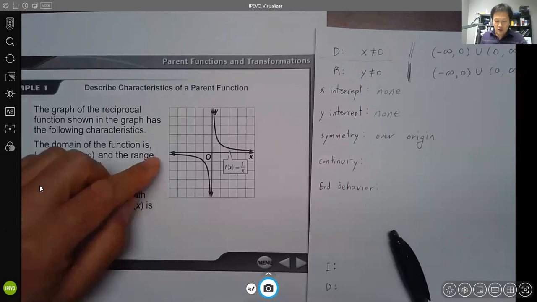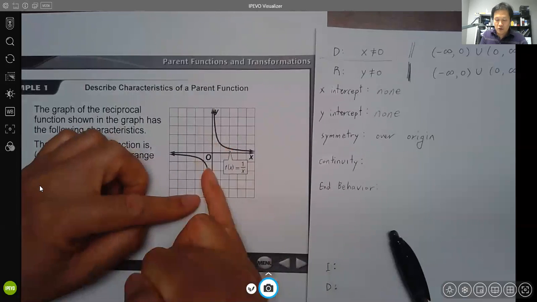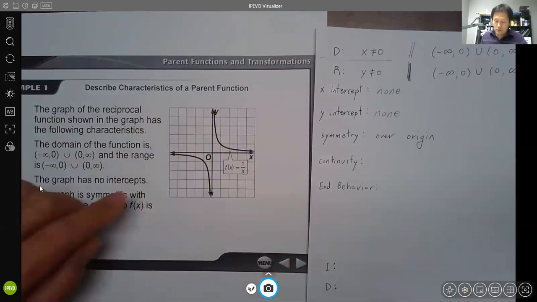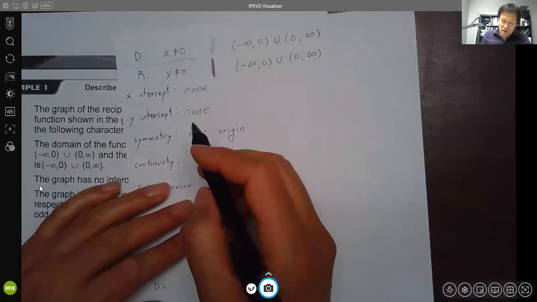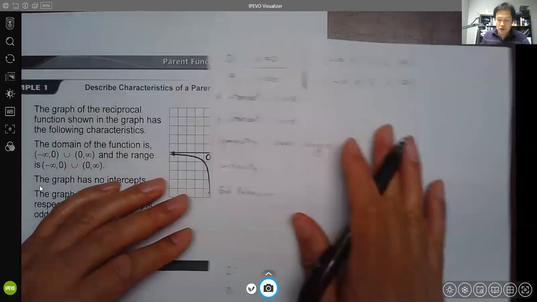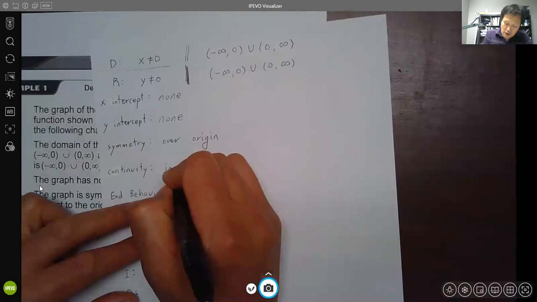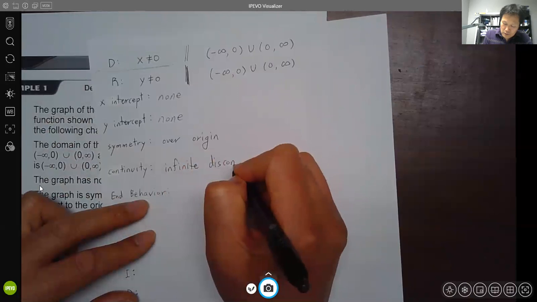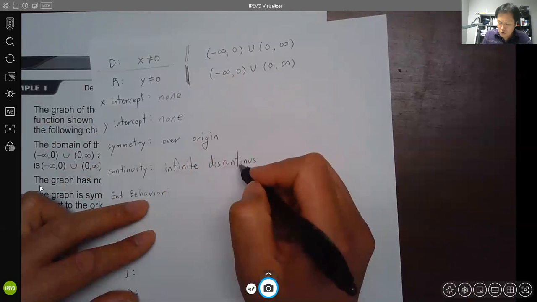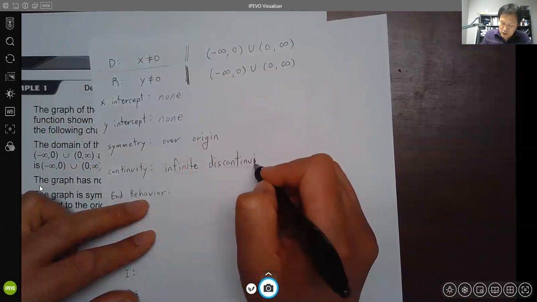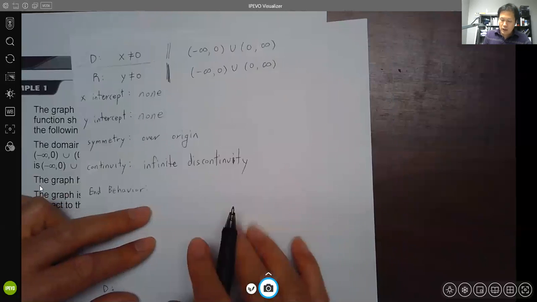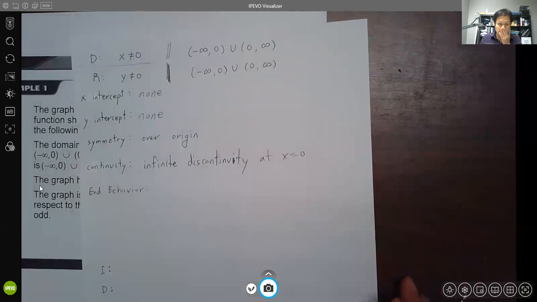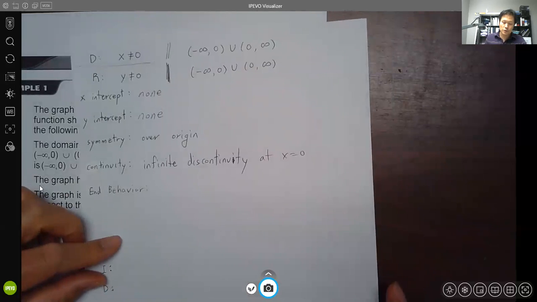Continuity. You can tell. It's continuous everywhere but here. It's discontinuous at x equal to 0. So discontinuous, what kind of discontinuity? This is infinite discontinuity. So you can say infinite discontinuity at x equal to 0. Infinite discontinuity at x equal to 0.